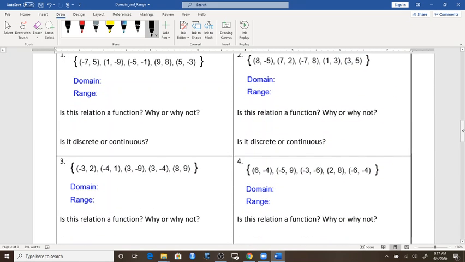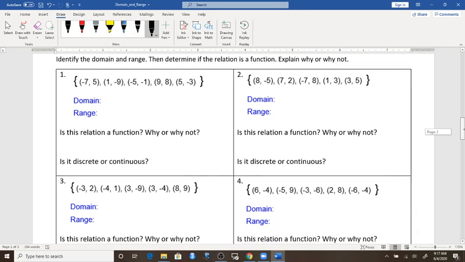Alright, so let's take a look at number 2, here below. Here we have the domain, again, which is 8, 7, -7, and then 1, and then 3. And then for the range, we have -5, 2, 8, 3, and 5. So is this a relation or a function?